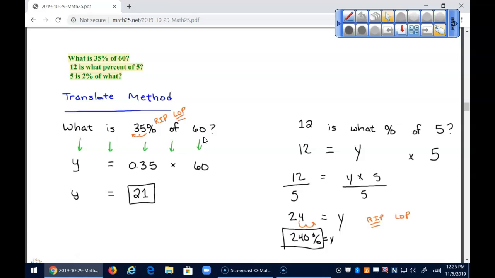So we had these 2 methods of solving these percent sentences, the translate method and the proportion method. I'm not going to go over them again, but I just want to use these old slides to quickly justify my shortcuts to you, so I don't have to do all the work again.